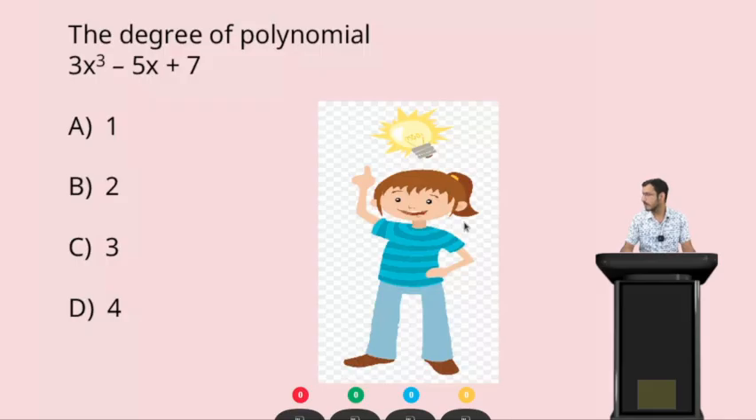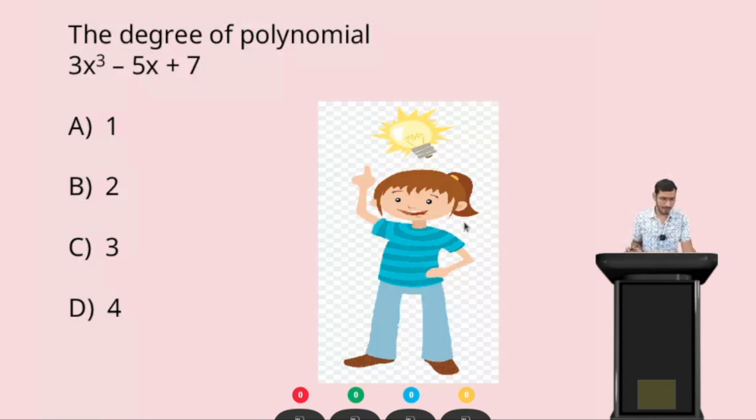Now it's question time, and I have a question for you. The degree of the polynomial 3x cube minus 5x plus 7, and I am giving you 30 seconds. Which option is correct here? Option A 1, option B 2, option C 3, and option D 4. Tell me the answer here. Okay students, time's up.